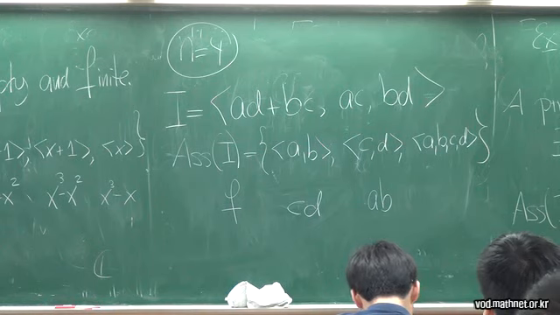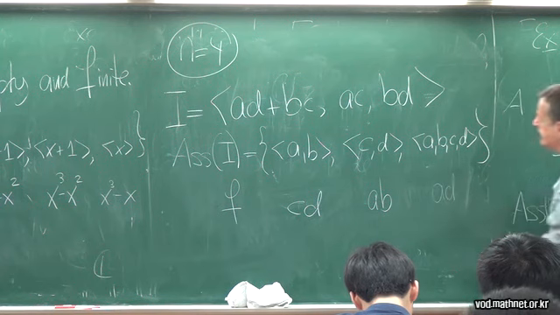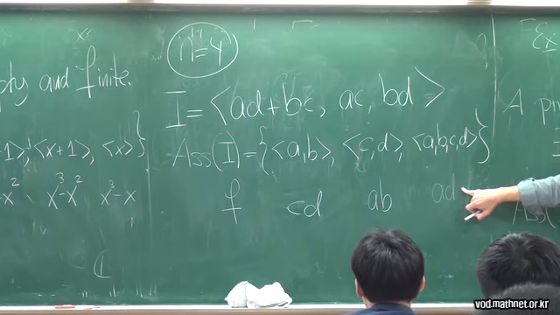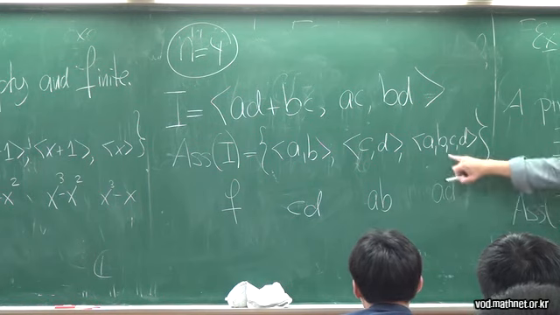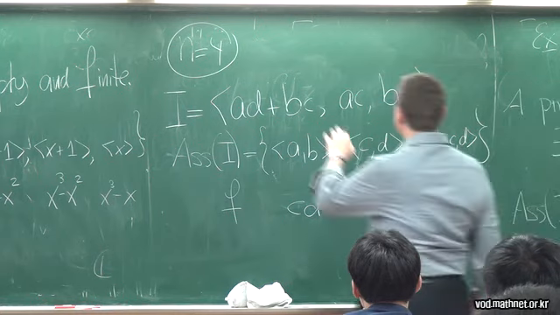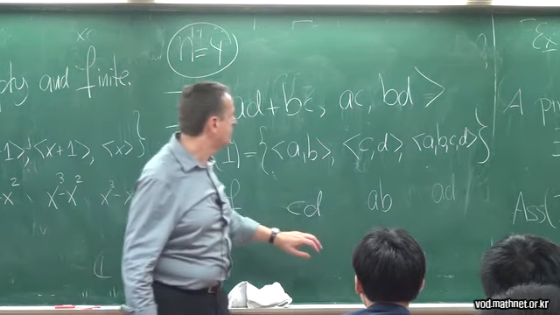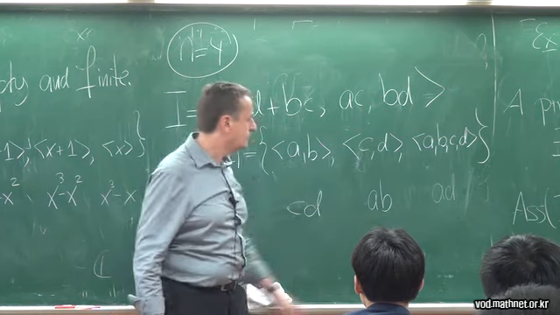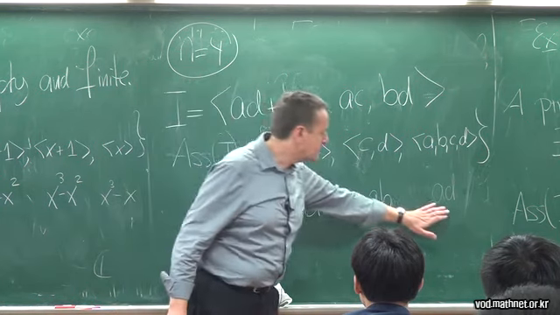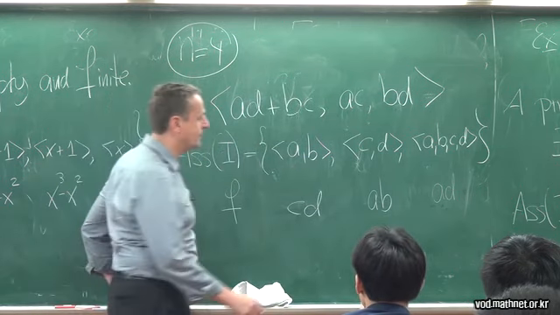AD? Let's try AD. So AD times A is congruent to ABC, and that's in the ideal. Times B, it's in the ideal. Times C, it's in the ideal. Times D, it's in the ideal by this relation. So hooray, we win.